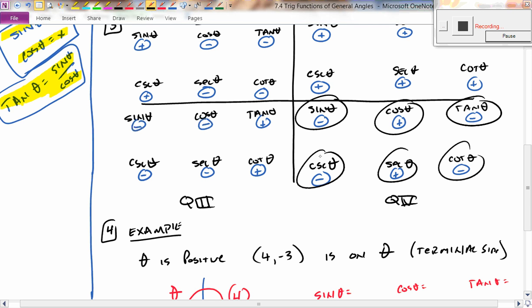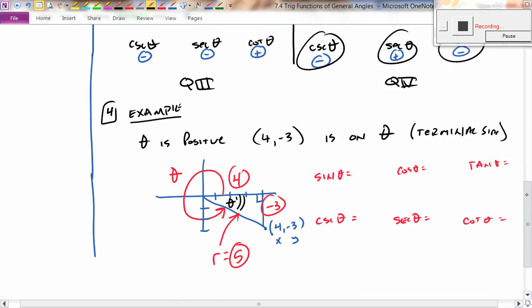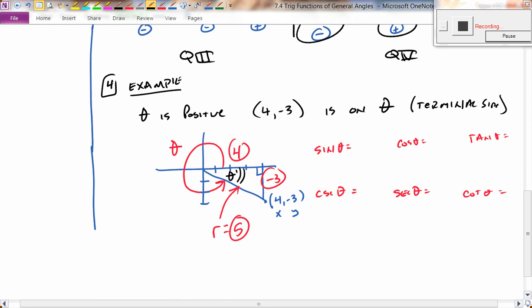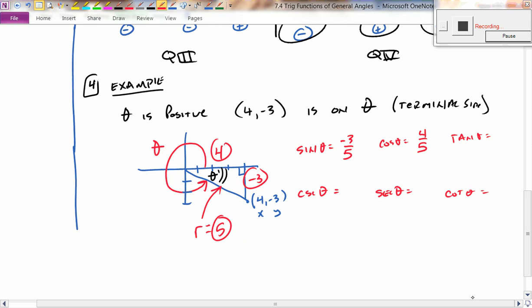You guys see how that helps you out? Okay, so now let's go back here. What would the sine of theta have to be then? You got it, negative 3/5. What would the cosine of theta have to be? It would be positive 4/5. How about tangent of theta? Negative 3/4.